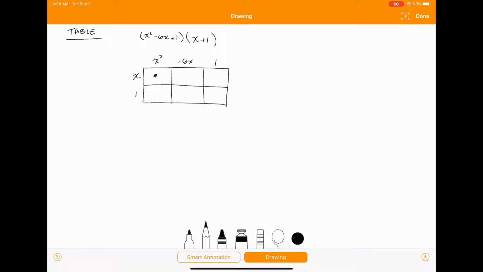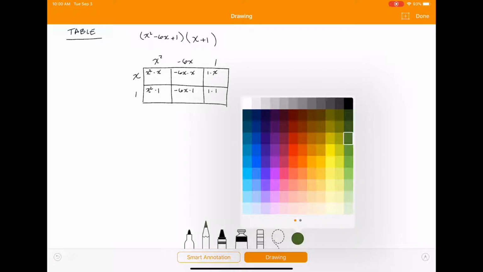Now, for each box, you're just going to multiply the 2 factors together that make up that box, right? So for this first one, we're going to have x squared times x. Then we're going to have negative 6x times x, and 1 times x. Then we're going to have x squared times 1, negative 6x times 1, and 1 times 1.